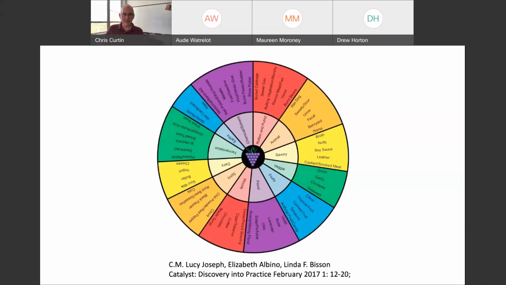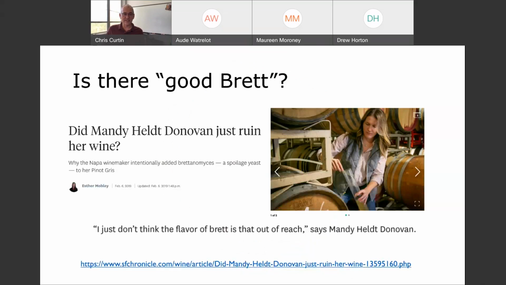So there's always been this kind of debate of, is there such a thing as good Brett versus bad Brett? It's kind of like the unicorn of the wine industry. And generally speaking, most of the time, most winemakers and most wine experts would look at Brett as a spoilage issue and not be a flavor that you'd try and integrate into your wine. But theoretically, people do try, and sometimes to good effect, sometimes not so good.